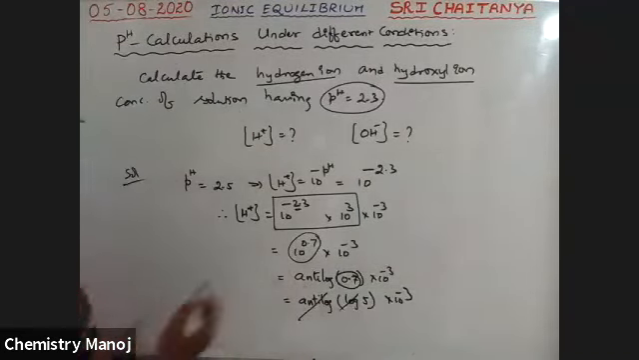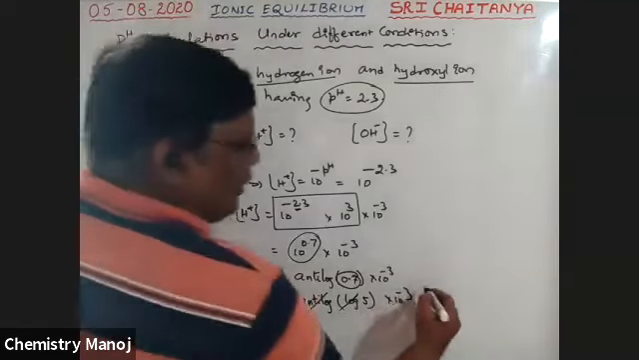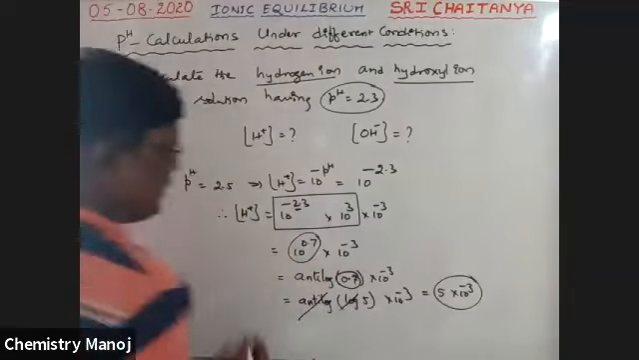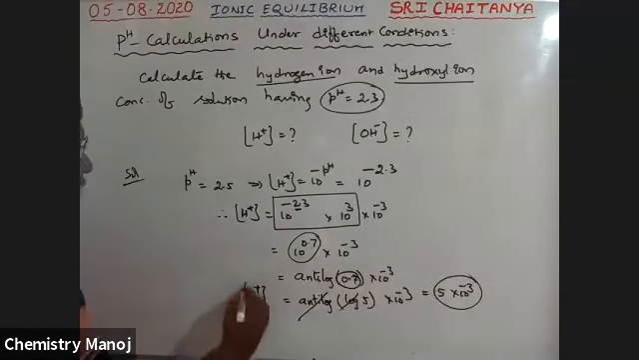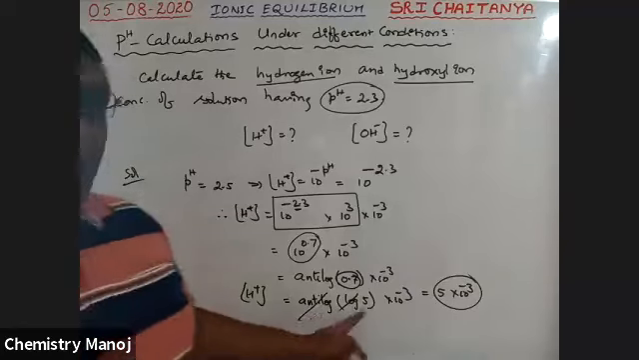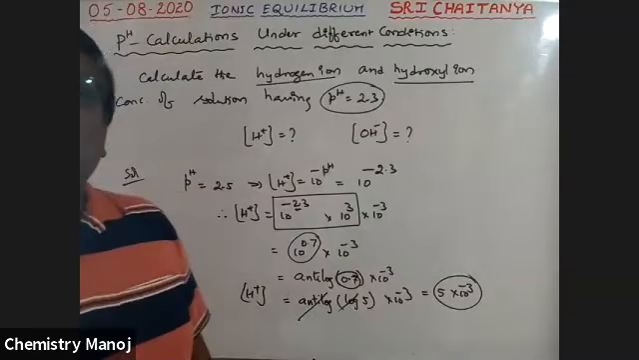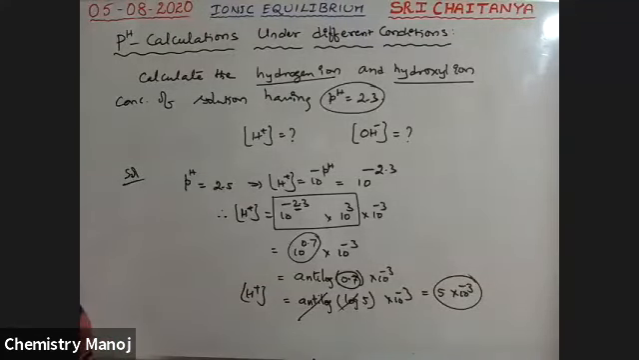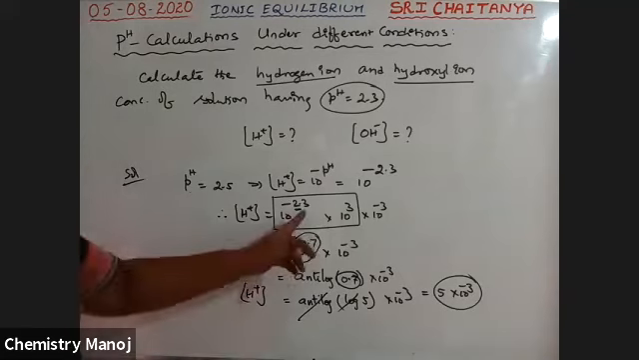Log and anti-log are cancelled. Therefore, our final answer is 5 into 10 power minus 3, which is equal to H plus ion concentration. Anti-log means 10 power something. So those values must be positive.